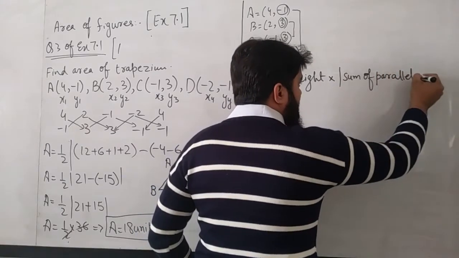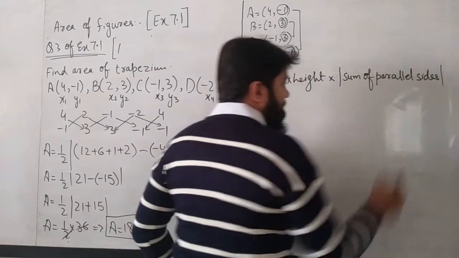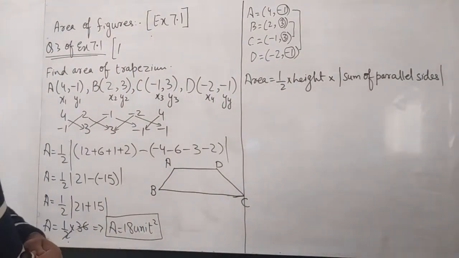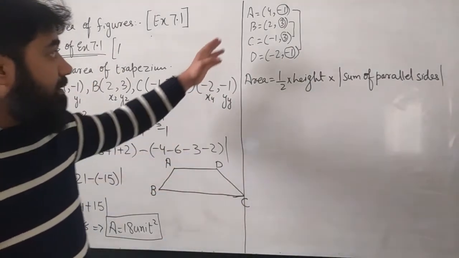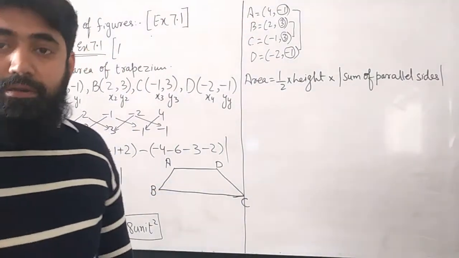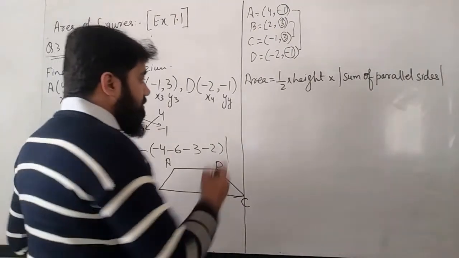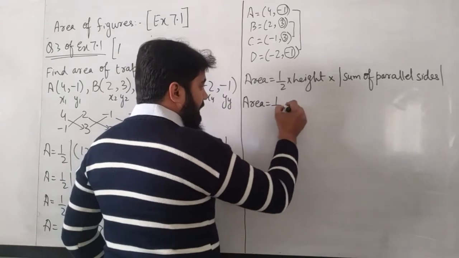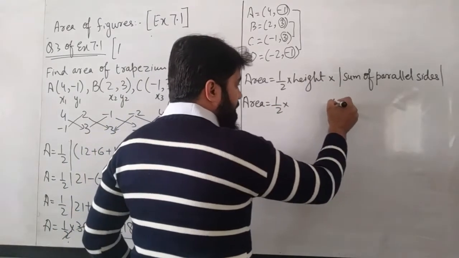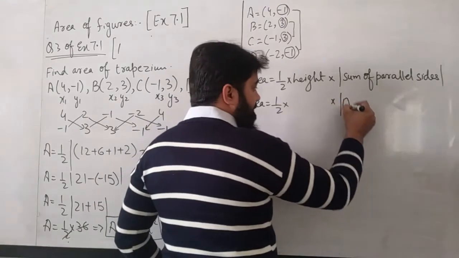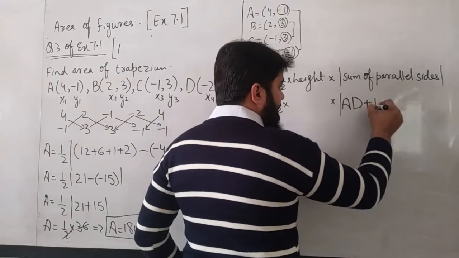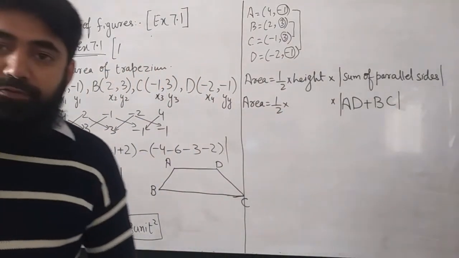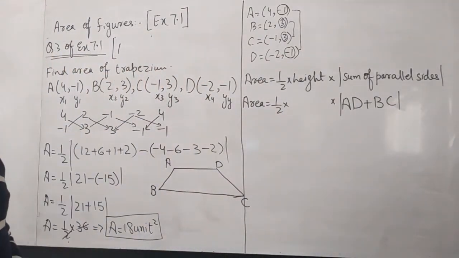Sum of parallel sides. So, what are the parallel sides? The ones which are repeated ones, those are parallel sides. Area equals half. First of all, I am going for the sum of parallel sides. It means I have to find AD and BC, and then I will add them. I will find the length of AD, the length of BC, and add them.